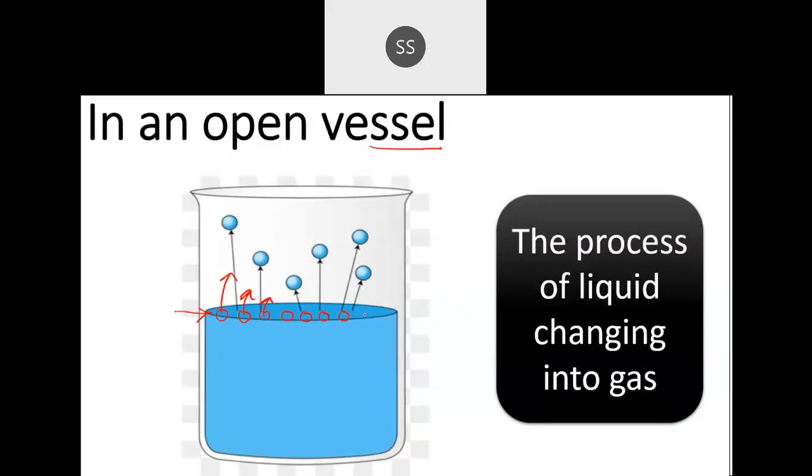When you boil water also, evaporation takes place. When you boil anything, that time also evaporation takes place. So remember, evaporation happens only in the open vessel. In the open vessel, whenever a liquid gets converted into a gas, it just escapes out, and there is no gas present over here, not many molecules are present, they have just gone out. So that's the evaporation process.